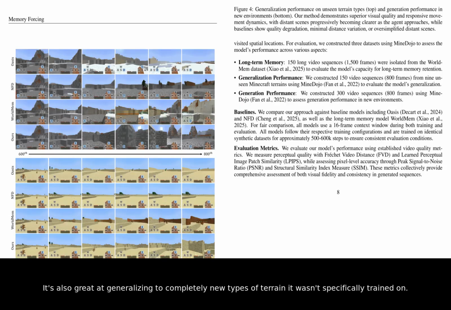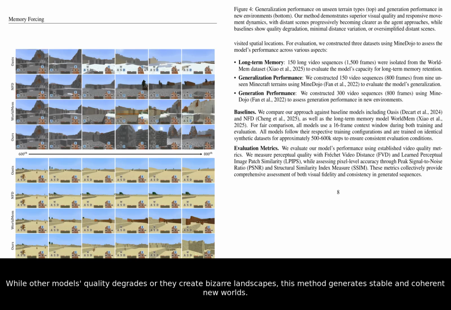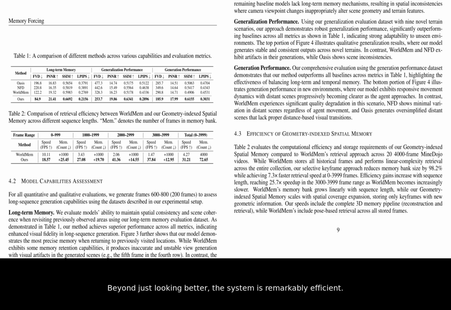It's also great at generalizing to completely new types of terrain it wasn't specifically trained on. While other models' quality degrades or they create bizarre landscapes, this method generates stable and coherent new worlds. Beyond just looking better, the system is remarkably efficient.